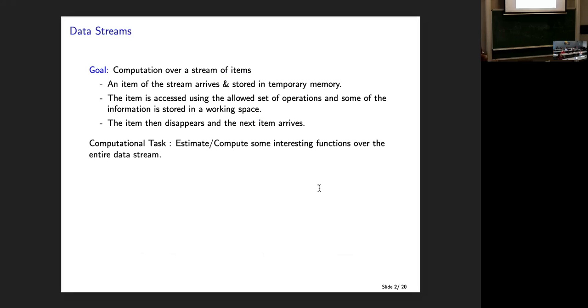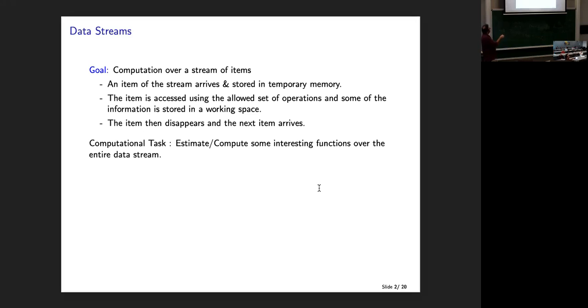So what is the setup? You have a stream of items coming, meaning that once an item comes, you do something with that item. You can store it. You can store some information about the item. You can do whatever you want to do with that item. But then the item goes, and when the item goes, it is not coming back, and you cannot go back and do something on that.